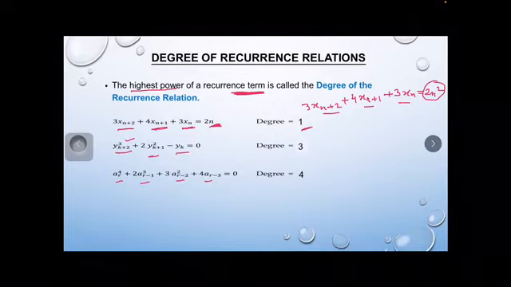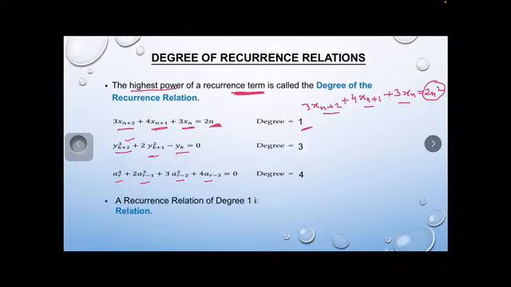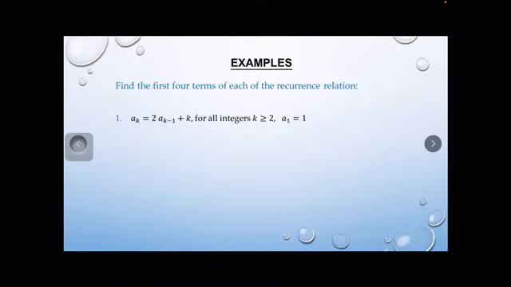Clear how to identify the degree of a recurrence relation? If our recurrence relation has degree 1, it is called a linear recurrence relation. And in our study we will discuss only linear recurrence relations. Now let's take some examples of recurrence relations.